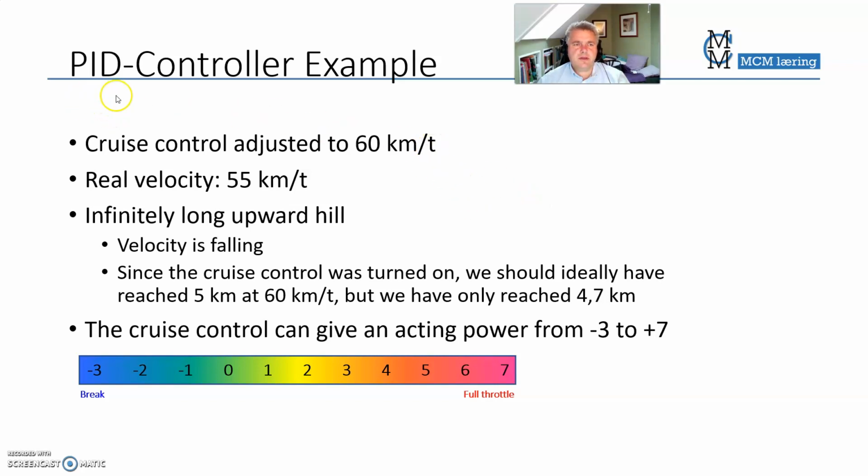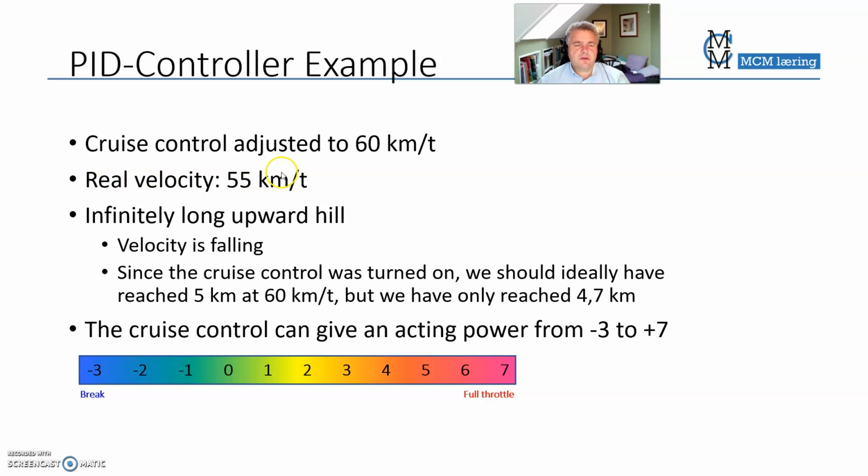So let's go through a PID controller example, and this example is of course a very simplified version of the true world. But we have a cruise control in a car, and the power given to the wheels is on a linear scale here. You have 7, which means the pedal to the floor, and you have -3, which means that the pedal is lifted all up, and then you actually do a braking, an engine braking. So let's say that we have the cruise control. It's adjusted to 60 kilometers per hour.